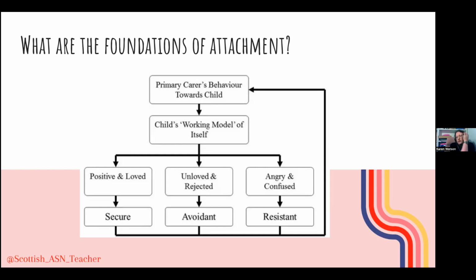So we have a little look at this flow chart now. We've got the primary carer's behaviour towards a child, which directly feeds into the child's working model of themselves, how they feel, how they react, how they see themselves in relation to others. Then we can see how different things will lead to different outcomes for that child. If they feel positive, if they feel loved, then they feel secure. If they feel unloved and rejected, they are avoidant. If they feel angry and confused, they can become resistant to relationships. So you've got secure relationships, avoidant relationships, and resistant relationships here.